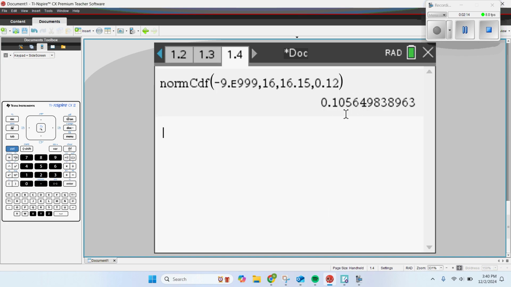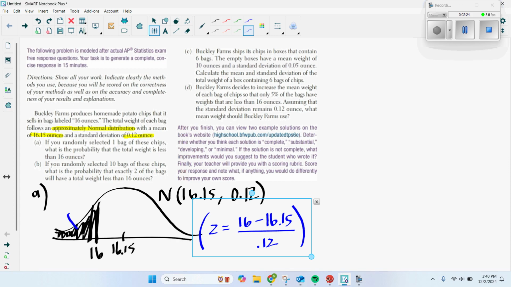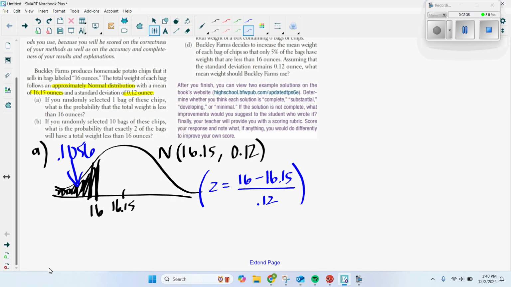So I see that the area to the left is 0.1056. So this area right here is 0.1056. That is the probability that one bag is less than 16 ounces. That is really important because we need it for Part B.